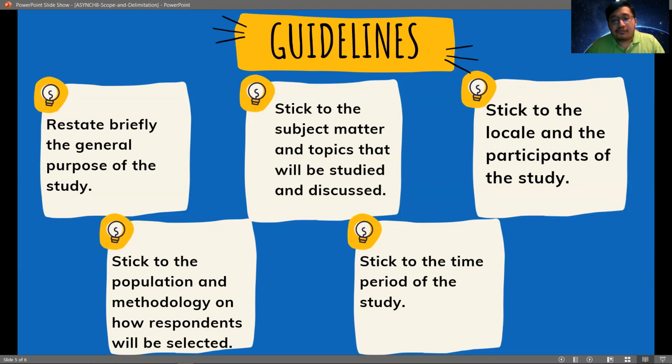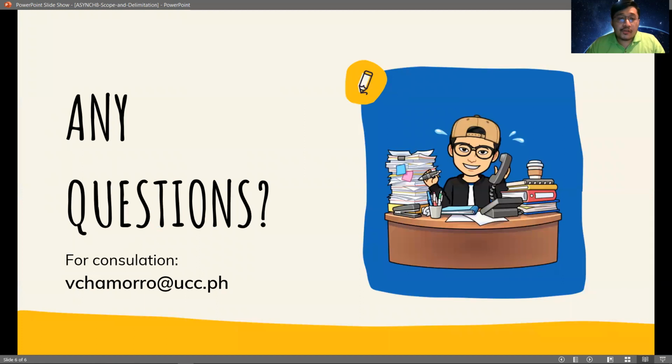Then lastly, you have to stick to the time period of the study. For example, if your study is an academic research, or let's say a research that will be held within the school, you have to state the school year when the study will take place. That falls under scope. When we talk of the delimitation of the study, you have to state the time period or the school year when the study will not take place, or the time period that no longer involves the study.